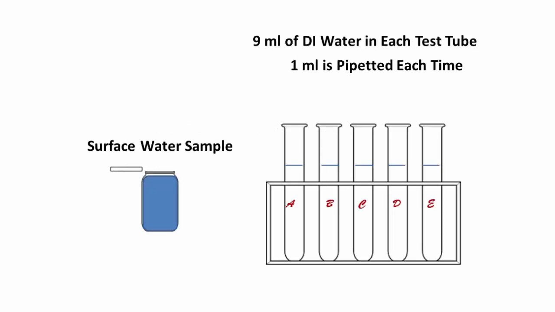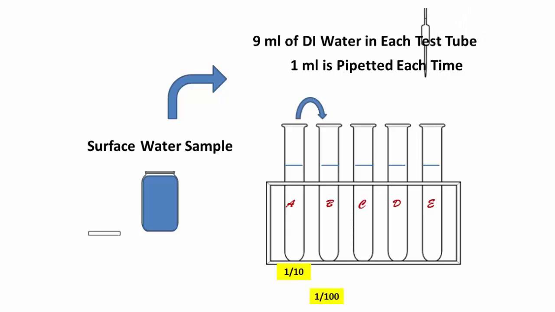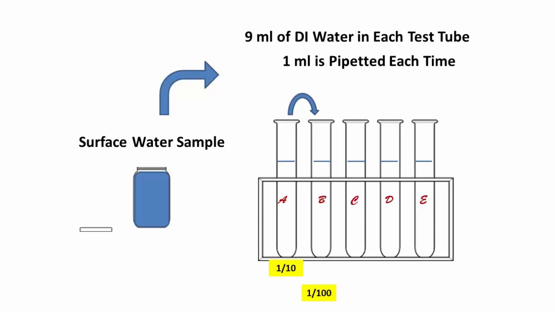We will start with a thoroughly mixed surface water sample. From this, we will pipette 1 milliliter of sample water and place it into a test tube that contains 9 milliliters of deionized water. We will thoroughly mix this 1:10 dilution and take 1 mL and add it to a second test tube containing 9 milliliters of deionized water, which will make a dilution of 1/100.